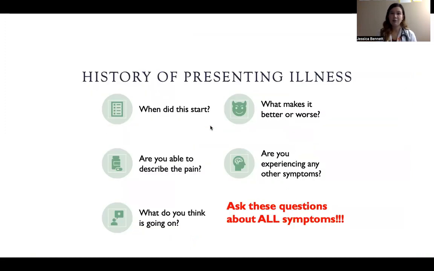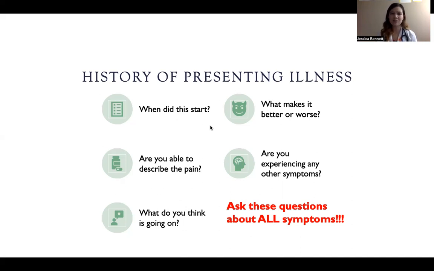So once you've figured out what the chief complaint is, you want to move into the section called the history of presenting illness. And the goal of this section is to break down that chief complaint by asking a bunch of follow-up questions to gather more information. So some follow-up questions that you can ask include, when did this start? What makes it better or worse? If a patient comes in complaining about pain, you can ask them to describe the pain. You can ask a patient if they're experiencing any other symptoms, and you also want to ask a patient what they think is going on.